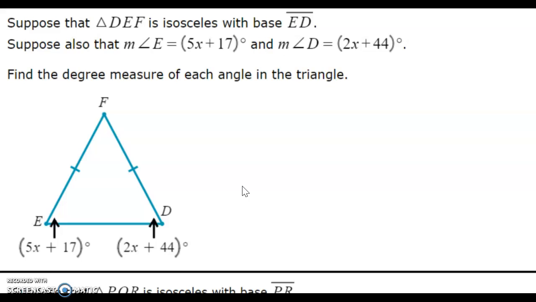Suppose that triangle DEF is isosceles, so they're giving you this information that those two sides are the same. Again, with the fact that we have an isosceles triangle, these two base angles are the same, the base angles being where the legs meet the base. Suppose also that measure of angle E equals 5x plus 17, measure of angle D equals 2x plus 44. Find the degree measure of each angle in the triangle.